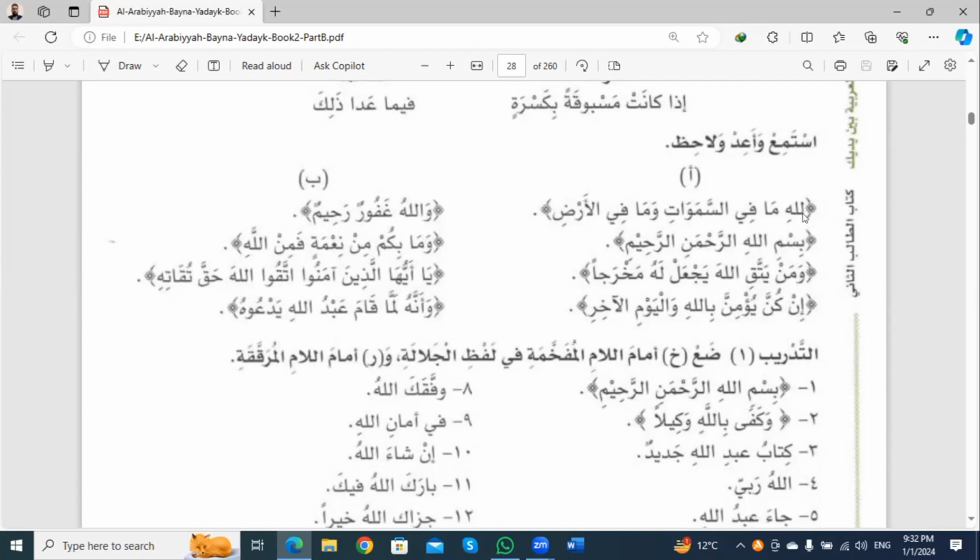So in one case, we will pronounce it muraqqaqa, light. If we see there is kasra in front of Allah, in front of this lam, we will pronounce it muraqqaqa, light. Lillahi, Bismillahi, wa man yattaqillahi. I also teach Quran to the kids and adults. So this is the tajweed rule.